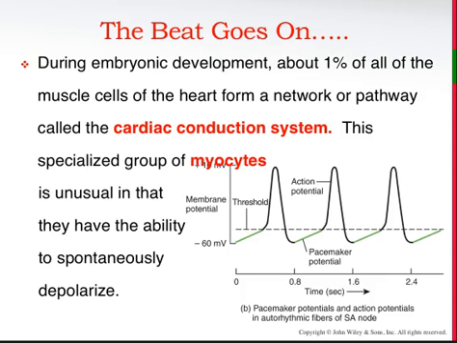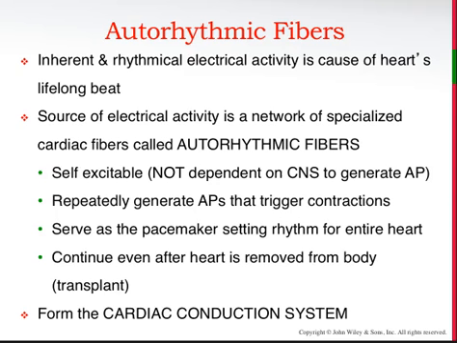So during embryonic development, a very small percentage, about 1% of the muscle cells that are in the heart, form a specialized pathway. That pathway is called the cardiac conduction system. This system is made up of a special group of cells. Those cells are called myocytes, and they have a very unusual ability, something that other muscle cells don't have, and that is that they can spontaneously depolarize. They have the ability to generate an action potential spontaneously, and that's vital to what happens here in the heart.